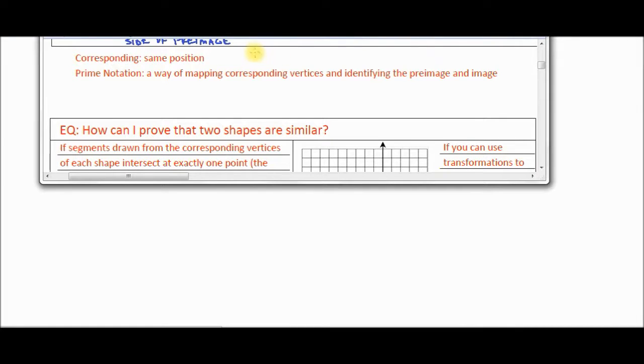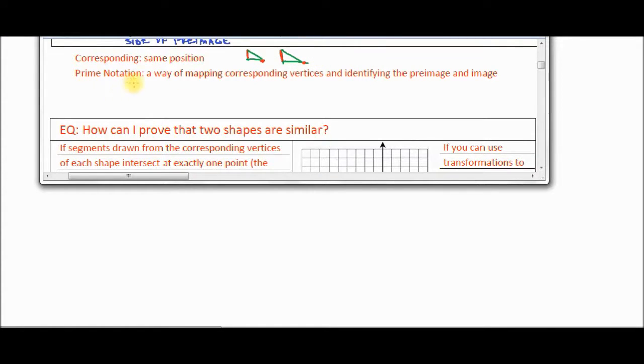So if I had two triangles that were drawn like this, and I told you these two triangles were similar, if I told you that this side right here was the same side of the triangle as this side, those two sides correspond. Same thing with angles. If I told you this angle matched up with this angle, those are corresponding angles.